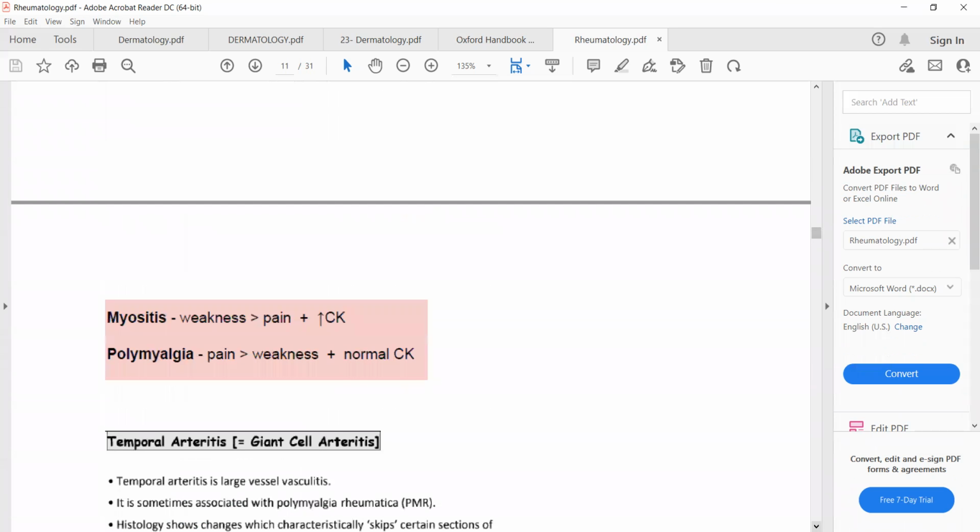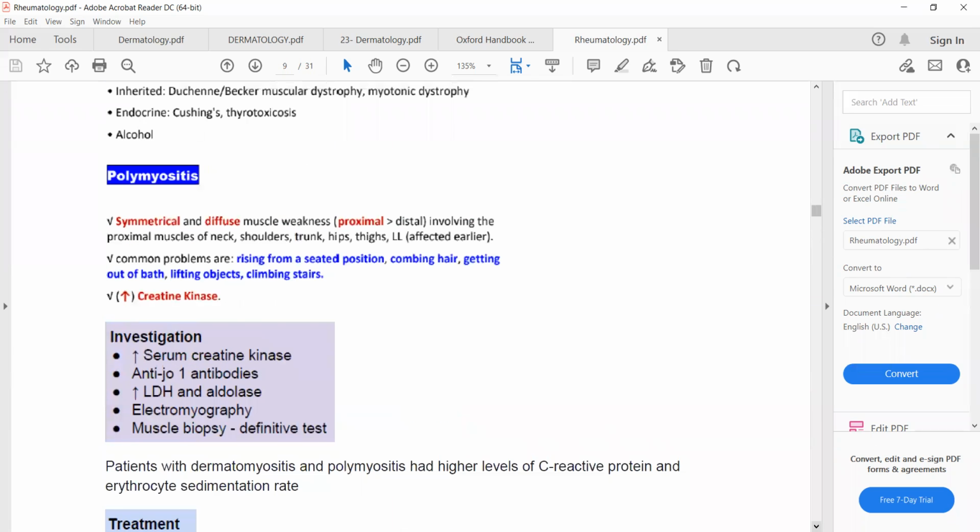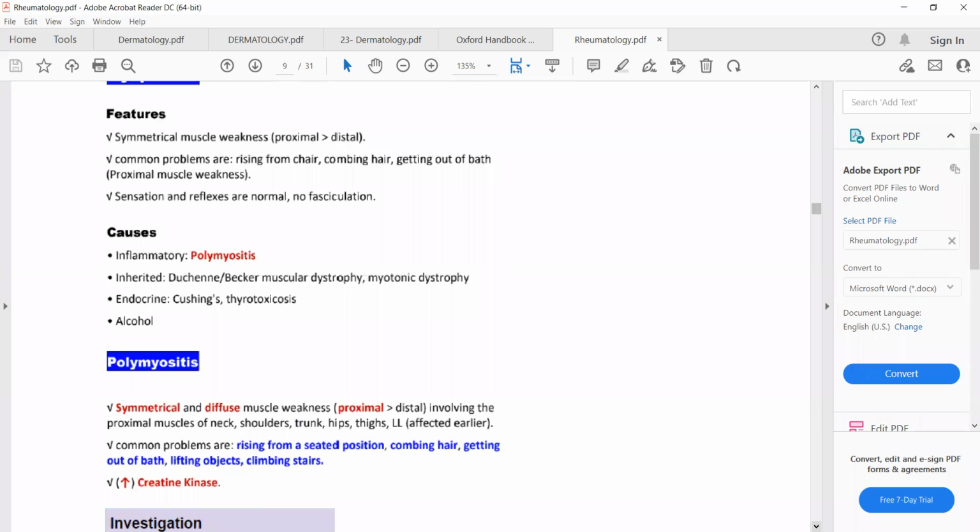Now, we discussed in the beginning that in myopathies, muscles, sensation and reflexes are normal and no fasciculations are seen. So can you tell me, are the reflexes normal in myasthenia gravis? They are absent. I think they are absent. Yes, the reflexes are diminished.